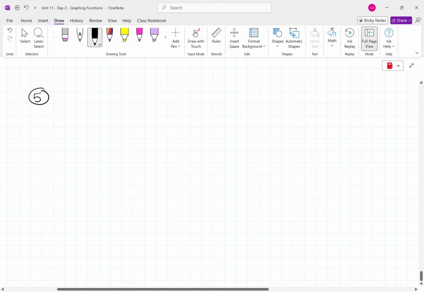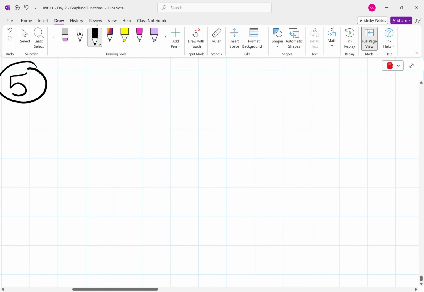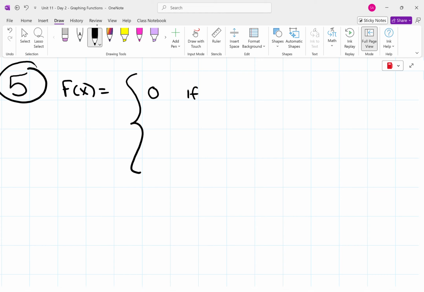Okay, you're going to try this one on your own, and then we'll be done. So you're going to graph f of x is equal to 0 if the absolute value of x is less than or equal to 1, and x minus 1 if the absolute value of x is greater than 1.